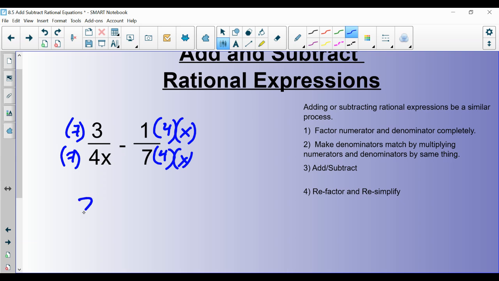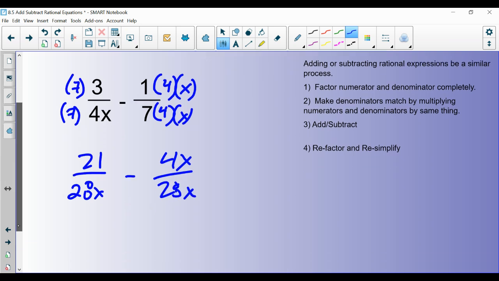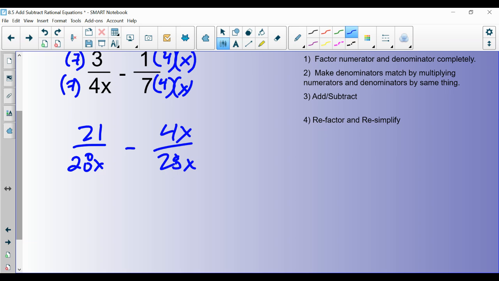On the left, this would be 21 over 28x, subtract. Multiplying 1 times 4 times x would be just 4x over 28x. Now I would subtract my numerators. In 21 minus 4x, these things are not like. One has an x and one does not, so they cannot be combined under subtraction or addition. And the denominator just stays the same. So 21 minus 4x over 28x.